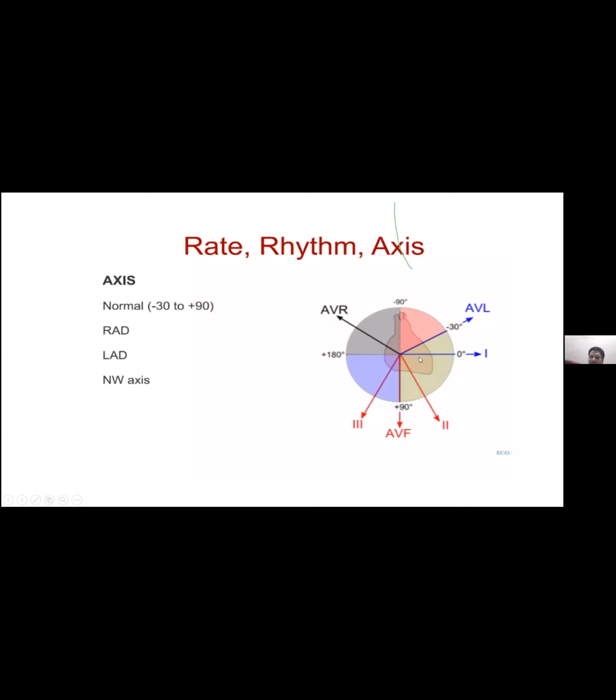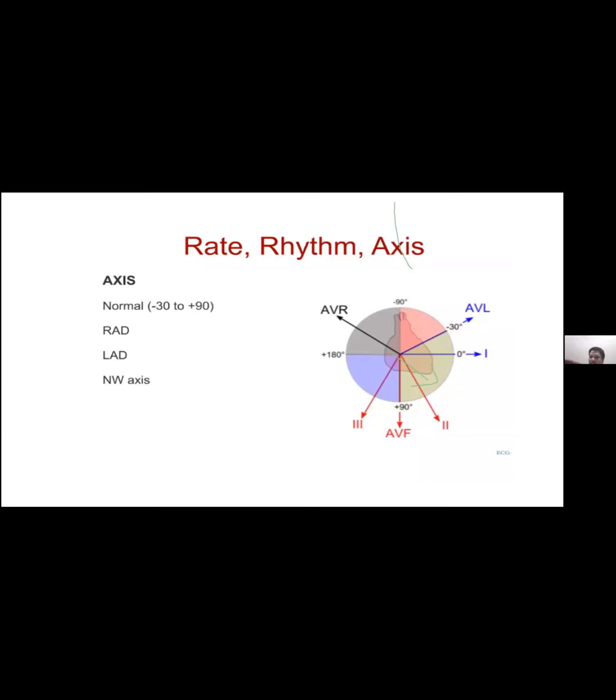From there, it goes through the bundle of His and comes to the ventricle. See the direction: from the SA node in the right atrium towards the left ventricle apex. So it comes from the right side to the bottom left. This is how the electrical axis goes, from the upper right SA node to the LV apex, from right to left. So this is the normal axis.